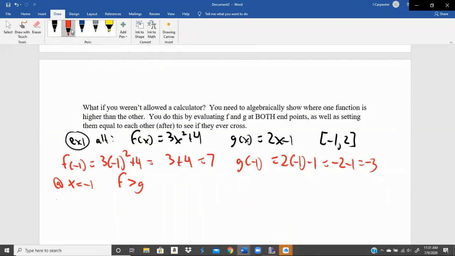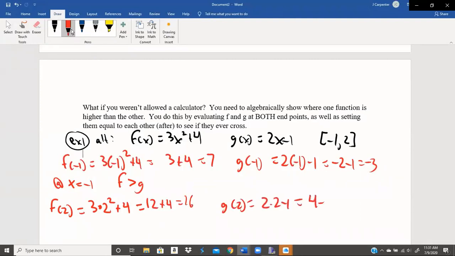Now let's do this at the right one, f of 2. So f of 2 would be 3 times 2 squared, that's a times, not a minus, plus 4. 2 squared is 4, 3 times 4 is 12, that's 12 plus 4, which is 16. Whereas g of 2 is 2 times 2 minus 1, which is 4 minus 1, which is 3. So at x equals 2, 16 is bigger than 3, so f is bigger than g again. So at the left endpoint, the f function is higher. At the right endpoint, the f function is higher.